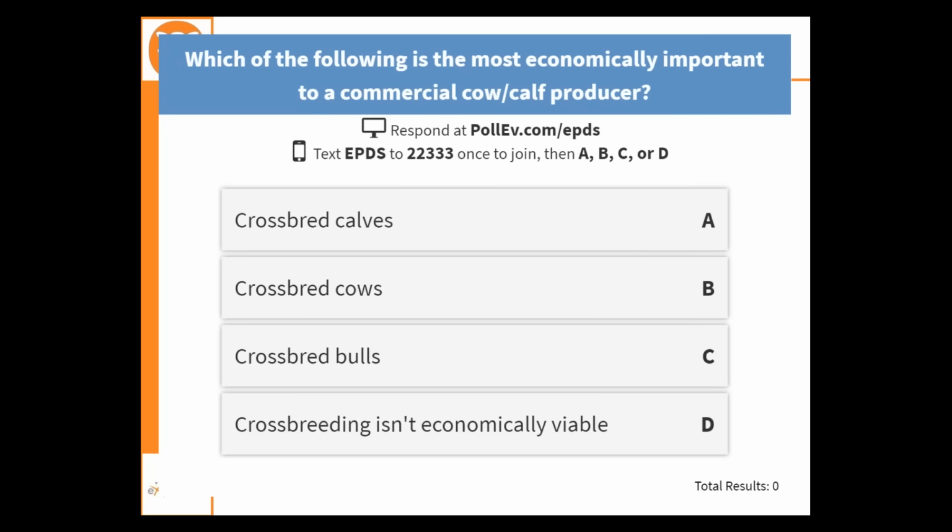All right, now Bob, we've discussed heterosis quite a bit this evening as being particularly important for lowly heritable traits. So why don't we go ahead and survey our audience and see where they really think the economic benefit lies for a commercial cow-calf producer. So if you want, go ahead and type in your opinion here. Which of the following is the most economically important to a commercial cow-calf producer? Is it having crossbred calves, crossbred cows, crossbred bulls? Or, of course, we have the choice that crossbreeding isn't economically viable or economically important.